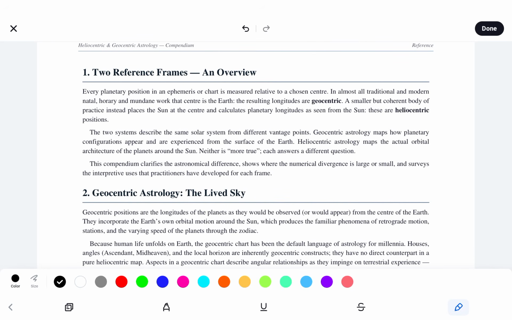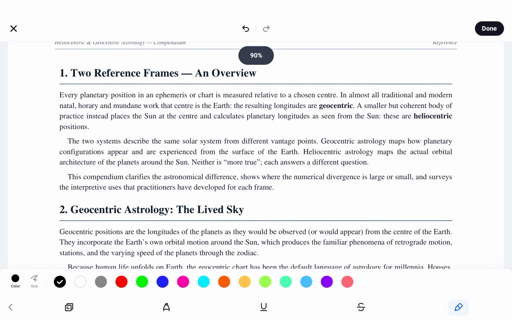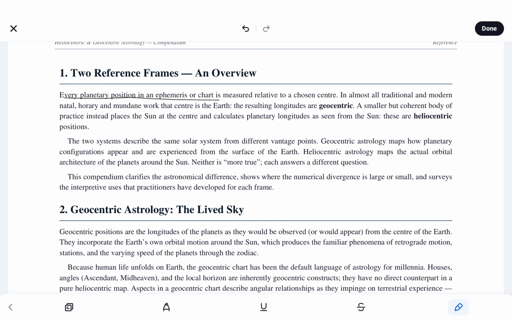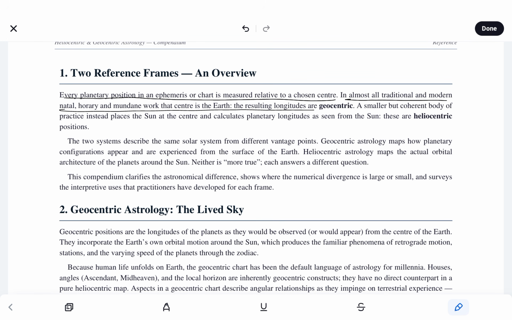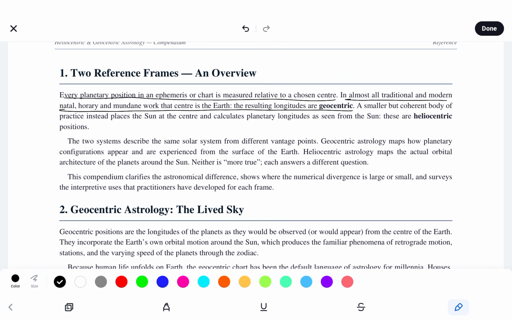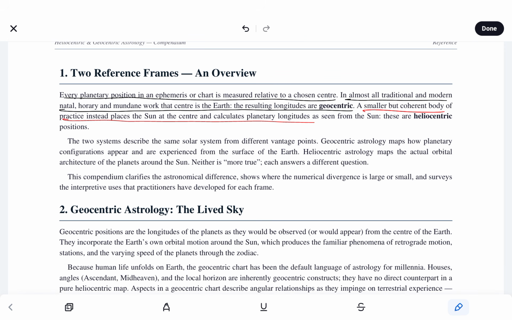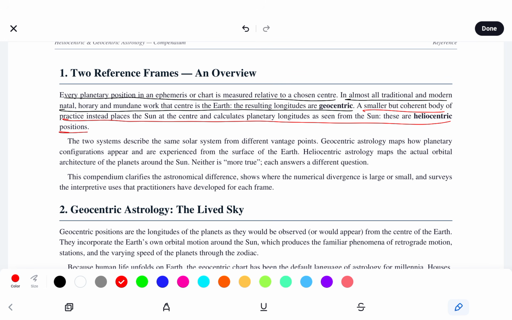So here you see two reference frames and overview. Every planetary position in an ephemeris or chart is measured relative to a chosen center. In almost all traditional and modern natal, horary and mundane work, that center is the Earth. The resulting longitudes are geocentric. A smaller but coherent body of practice instead places the Sun at the center and calculates planetary longitudes as seen from the Sun. These are heliocentric positions.